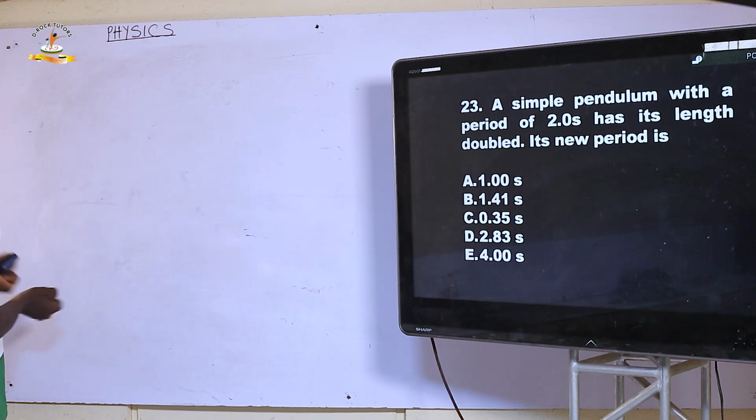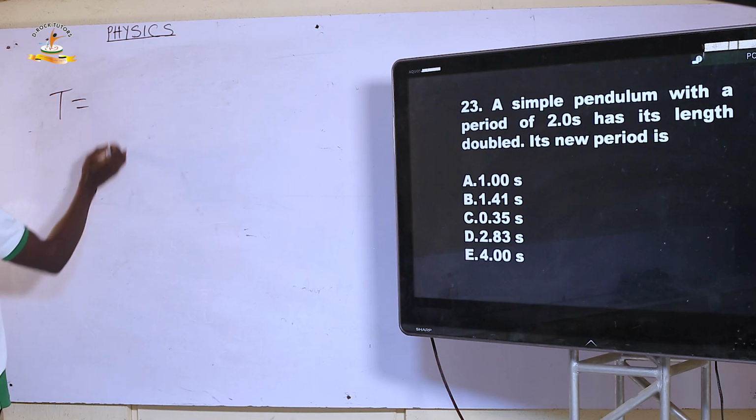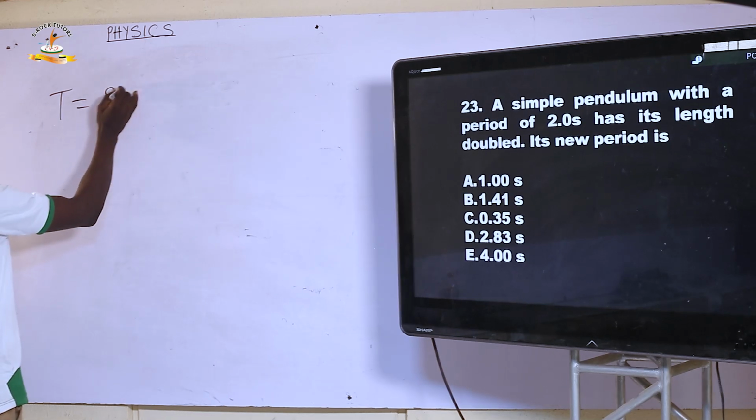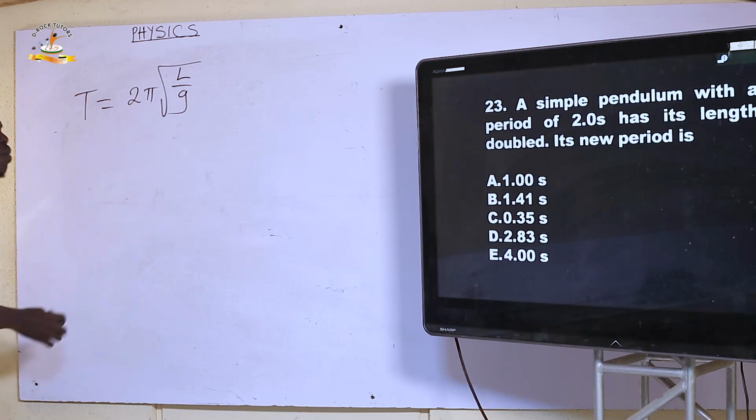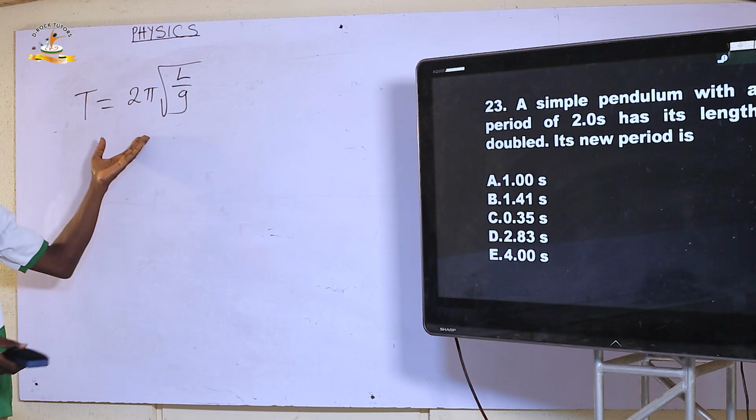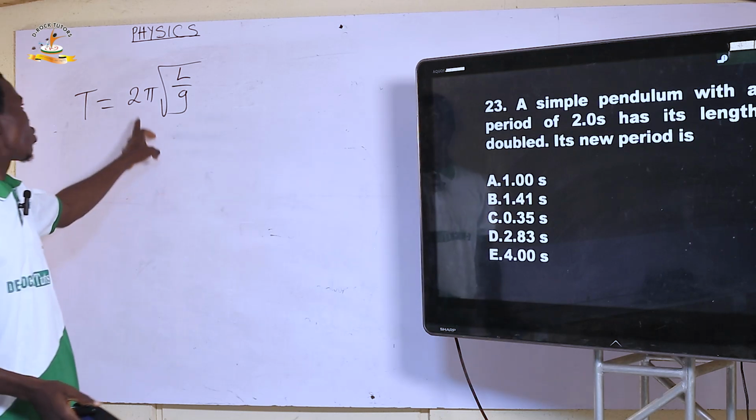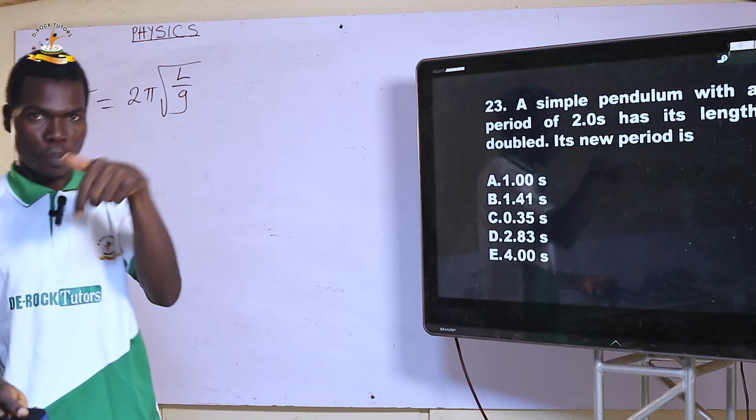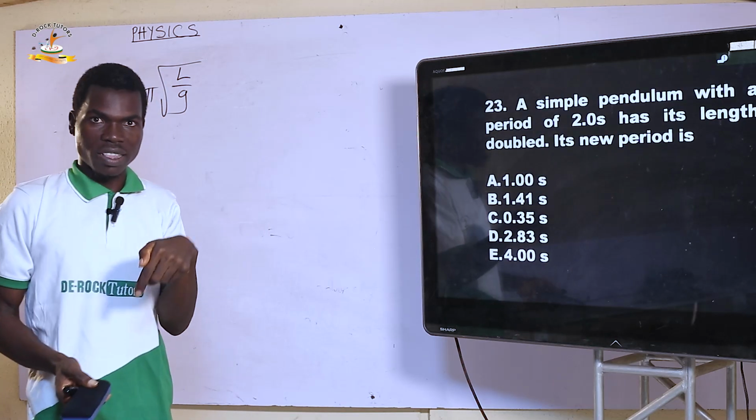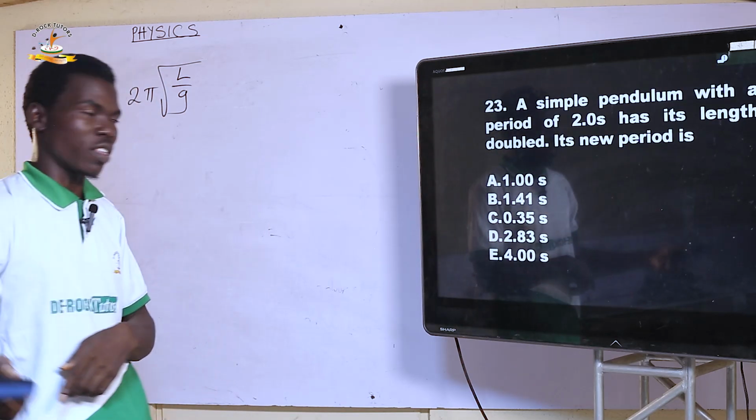The period of a simple pendulum is simply 2π√(L/g), where L is the length of the pendulum and g is acceleration due to gravity. And you can see in all of this formula, what is constant? 2π is constant, g is constant, because acceleration at any particular place on the surface of the earth is constant. However, it might vary from place to place.